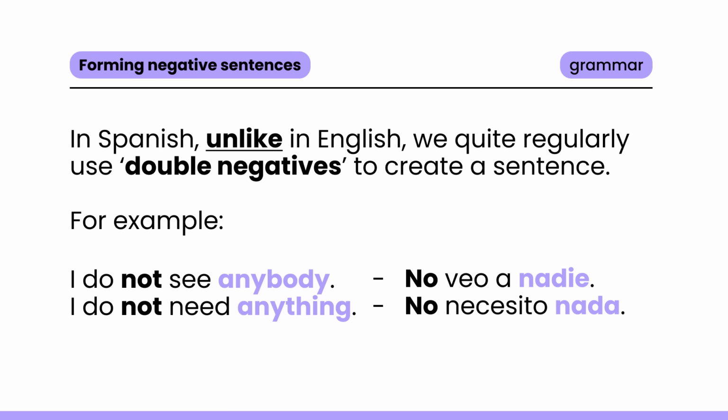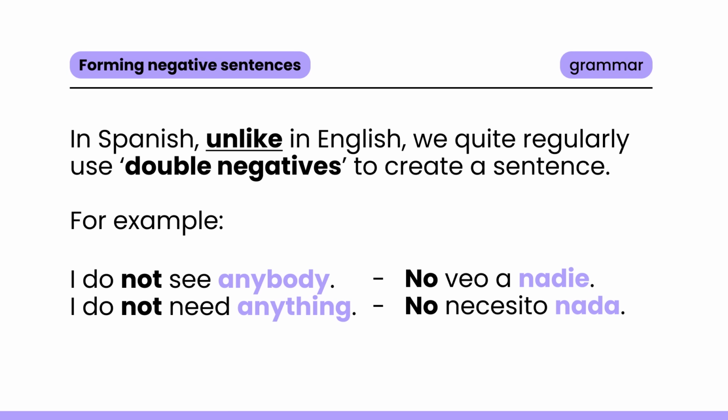And this word nadie doesn't mean anybody, but it means nobody. Because in English, if you would say, I do not see nobody, it would mean that you would see somebody. But in Spanish, you say, I don't see nobody, and you mean I don't see anybody. So this word anybody in English gets flipped into nobody when you translate it into Spanish.